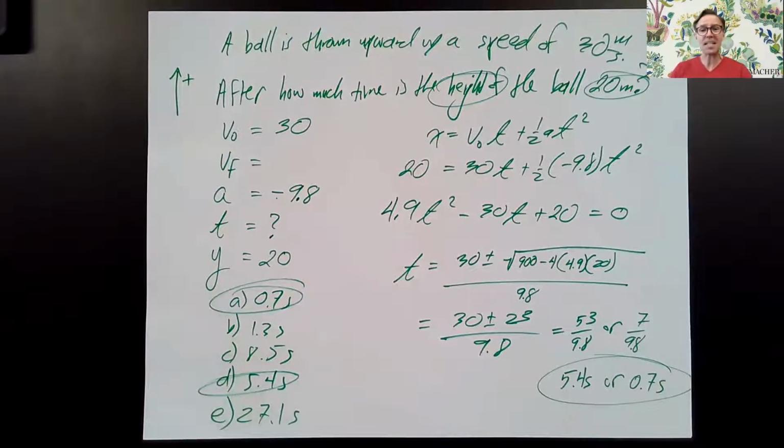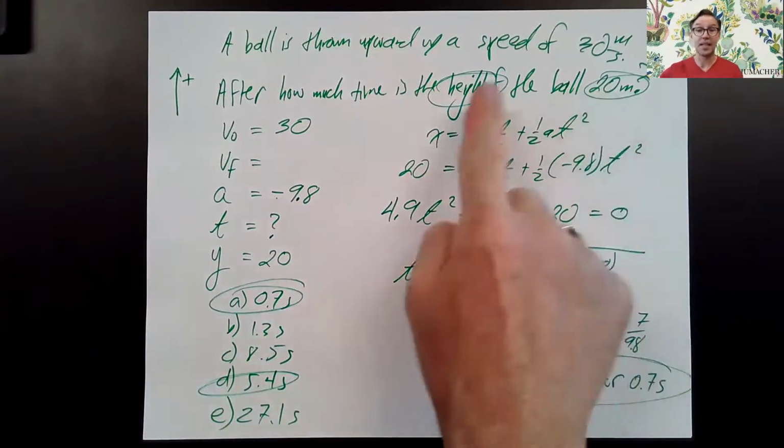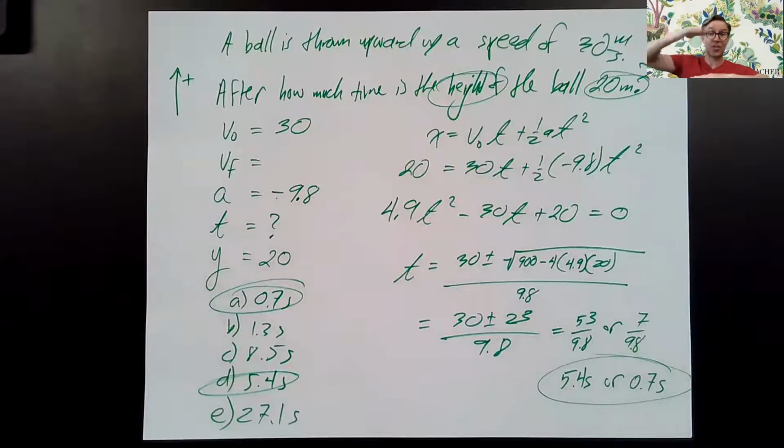There are all kinds of things in physics where something happens twice. So at what time does it have this height? It has that height twice, once on the way up and again on the way down. What if I'd said, at what height does it have a speed of 25 meters per second?